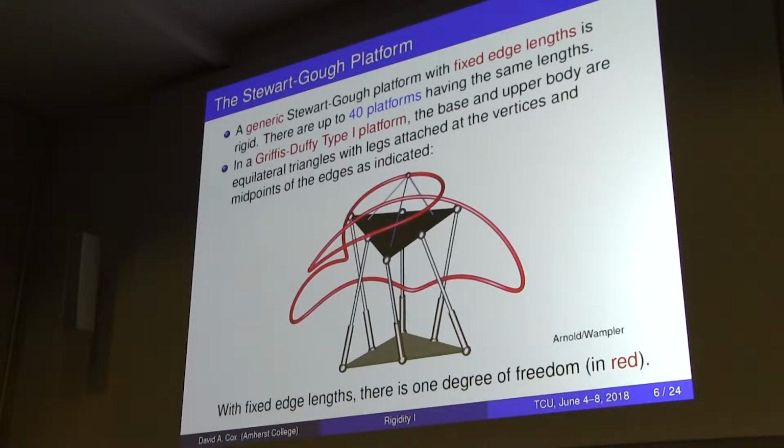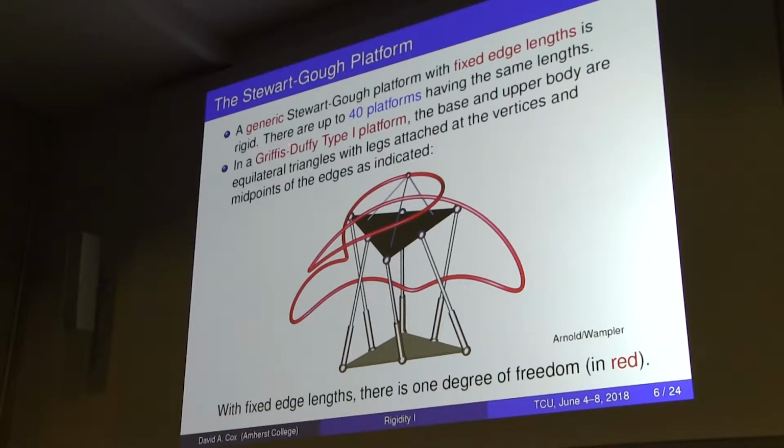Well, actually, I do want to give one more example of something that moves. I talked about the Stewart-Gough platform. Now, suppose I do actually fix those edge lengths. Then it turns out that you'd say this guy is locally rigid. It won't move, but it can have different configurations that have the same edge lengths. In fact, you can have up to 40 platforms that have the same edge lengths.